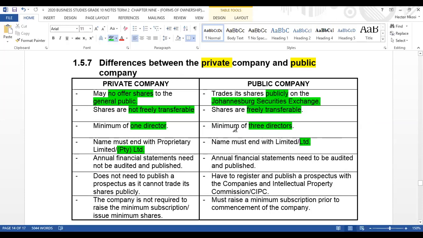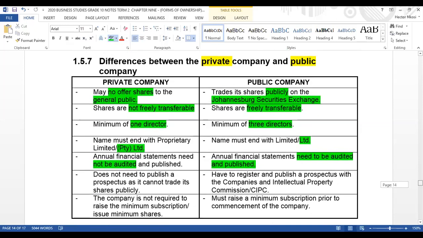Also, in a private company, your annual financial statements are not a must to be audited. It's not a must at all to audit your financial statements under a private company, and you don't have to publish them to the public. Whereas under a public company, the statements must be audited and published.